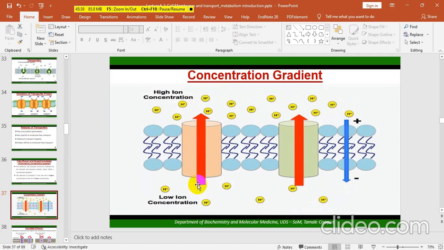But if the ions are passing through this protein transporter or pore, through these ion channels, against a concentration gradient, from a low concentrated place to a highly concentrated place, we say it's active transport. Let me explain active transport.